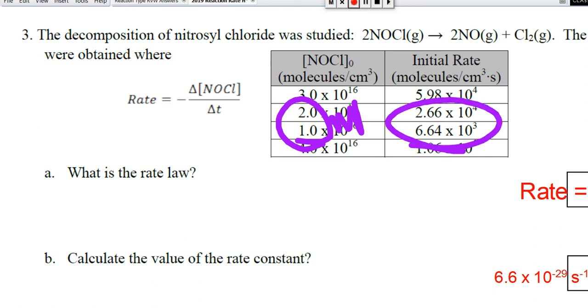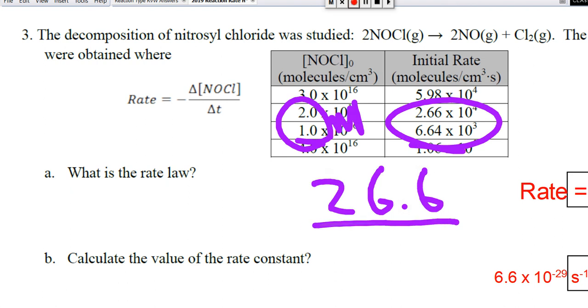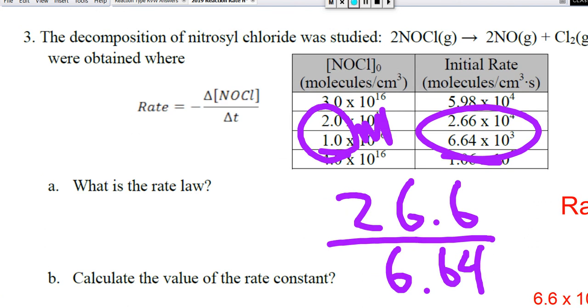Look at these values. I have 26.6 over 6.64. Yeah, I know that doesn't actually say 26.6, but if you think about, let's, come on, that didn't work.